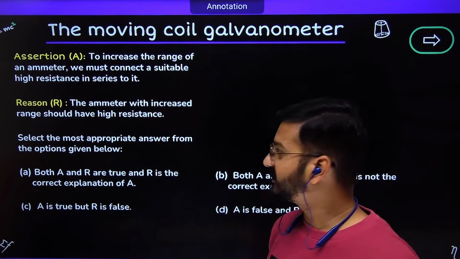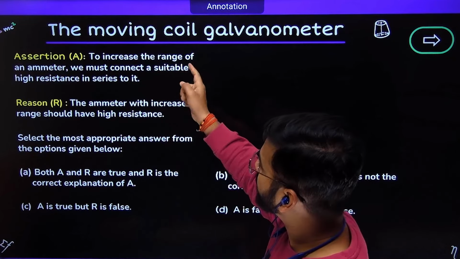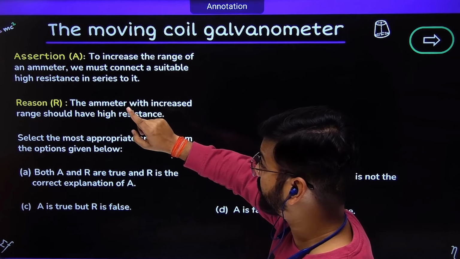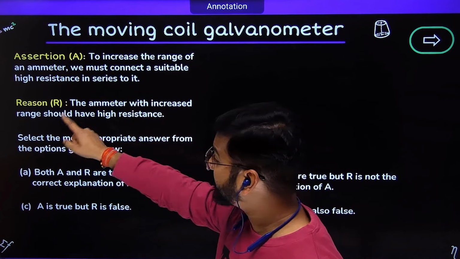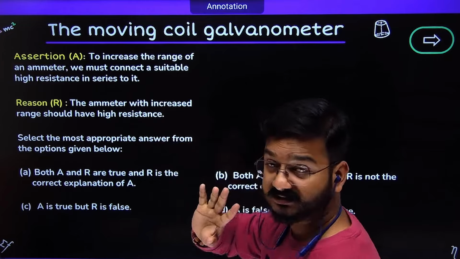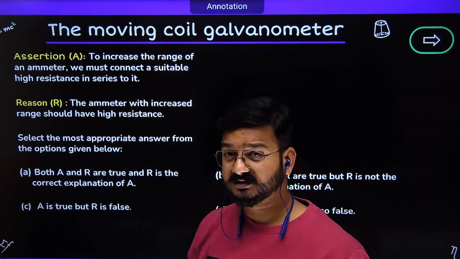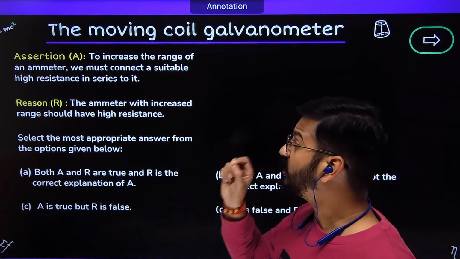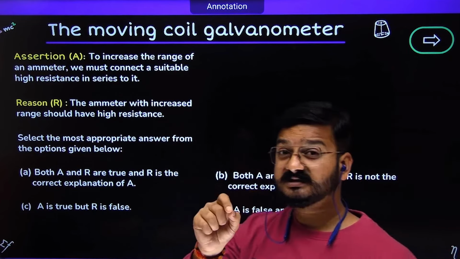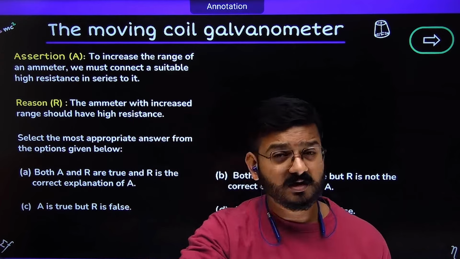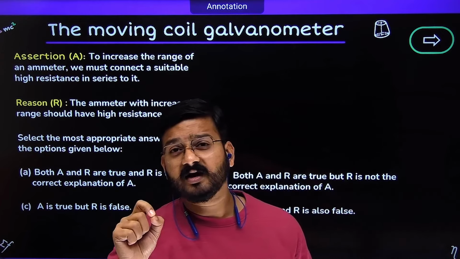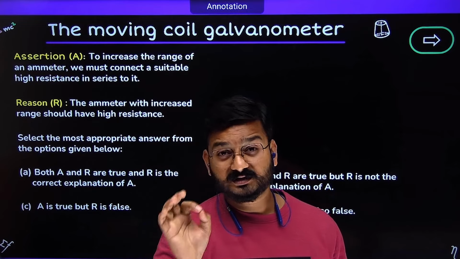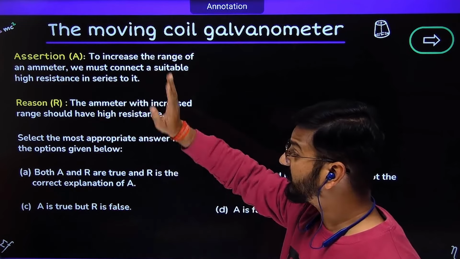Now let's discuss the next assertion reason. As you can see on the screen, the assertion is: to increase the range of ammeter, we should connect a suitable high resistance in series to it. The reason: the ammeter with the increased range should have high resistance. If you focus on the assertion, they are telling that for increasing the range of the ammeter, you need to connect a suitable high resistance in series to it. It's perfectly wrong. To increase the range of ammeter, we need to connect a small resistor in parallel, which is called shunt resistance. The assertion is perfectly wrong.